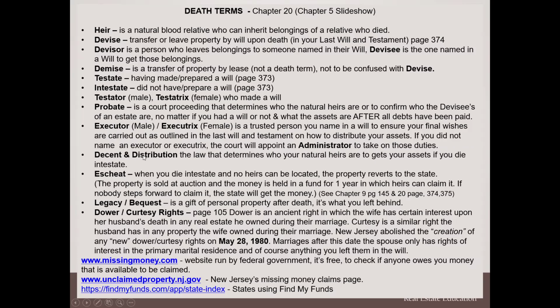Descent and distribution is the law that every state has that determines who gets your stuff when you die without a will. Intestate, we call that. And if you die intestate and no natural heirs can be located, see, the only person that can lay claim to any of your belongings if you died without a will are your blood relatives. Okay.